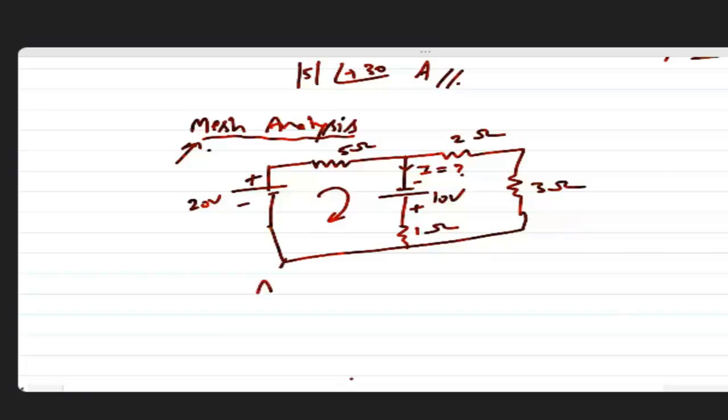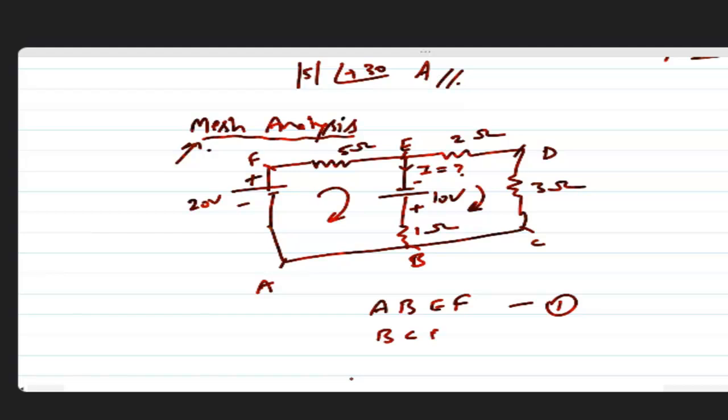Let's say I am writing A, B, C, D, E, F, and I am asking how many meshes there are in this network. You will say, sir, there are 2 meshes only. What are those meshes? Sir, A, B, E and F is mesh number 1, and B, C, D and E is mesh number 2. Yes, this is the right answer, because a mesh is a loop which cannot be divided into further loops. A, B, E, F is not divided; this is the smallest form of loop.